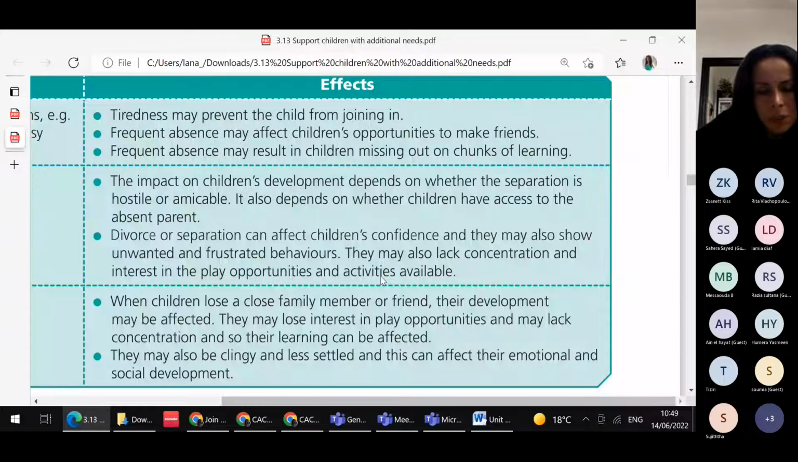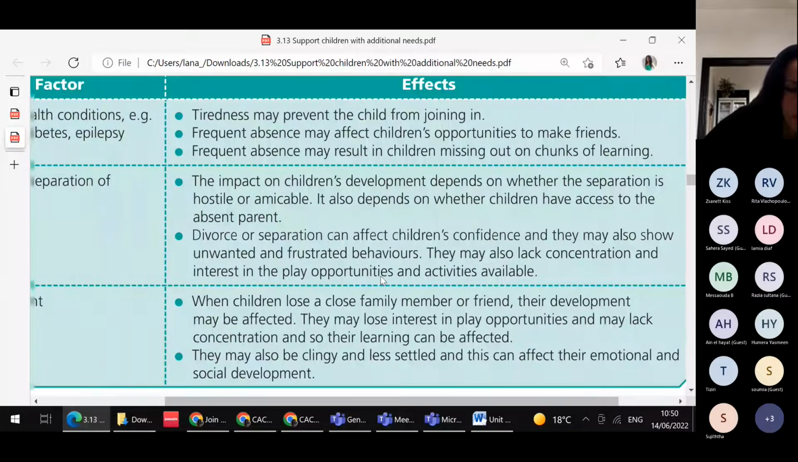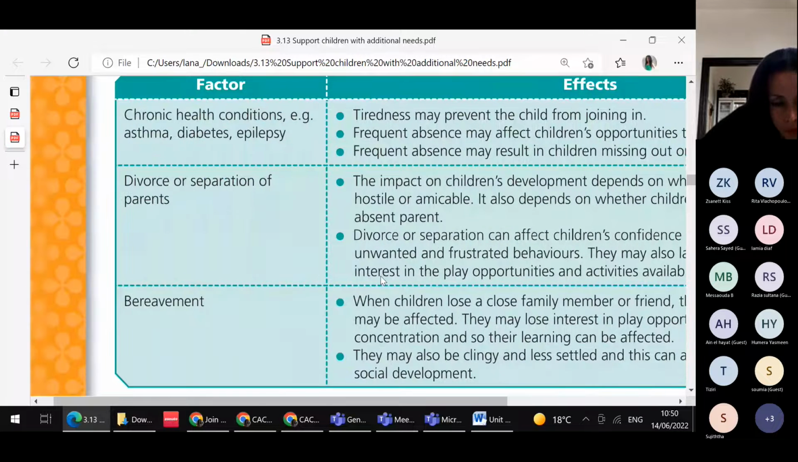And this will impact on the concentration of the child, because this child will go to the nursery or to the school. They will have no concentration. He or she will be thinking about the fighting all the time. So that will affect the concentration of the children and how much they are interested to play and share with others. Maybe they would be withdrawn from others because they feel different.